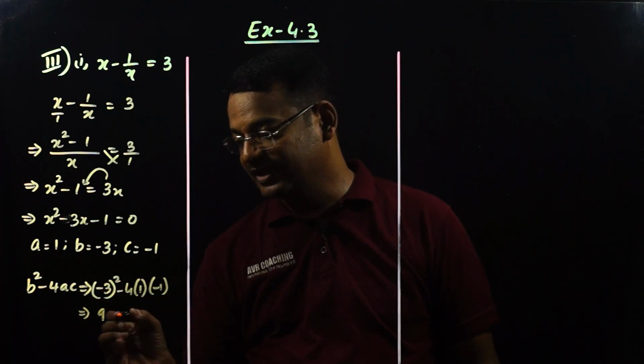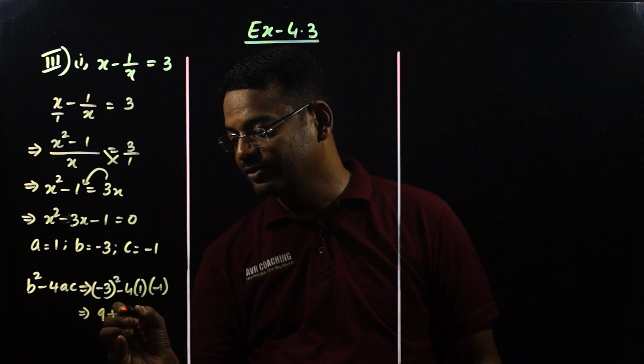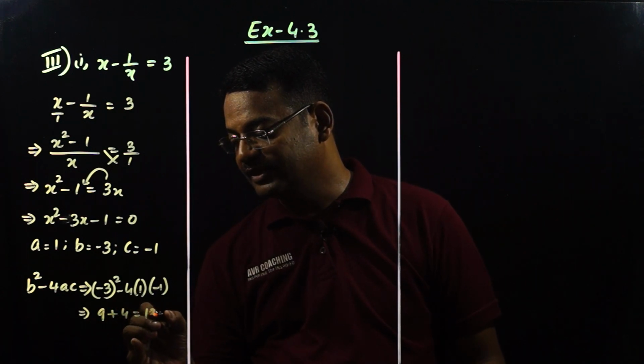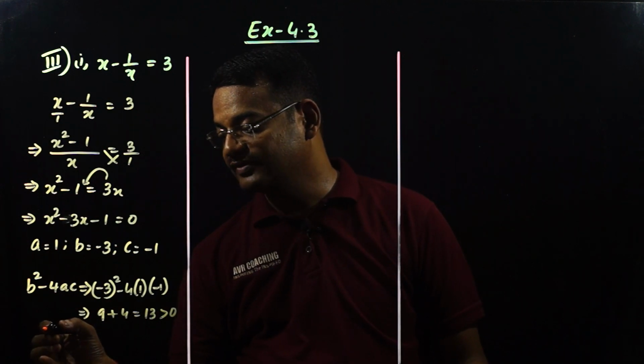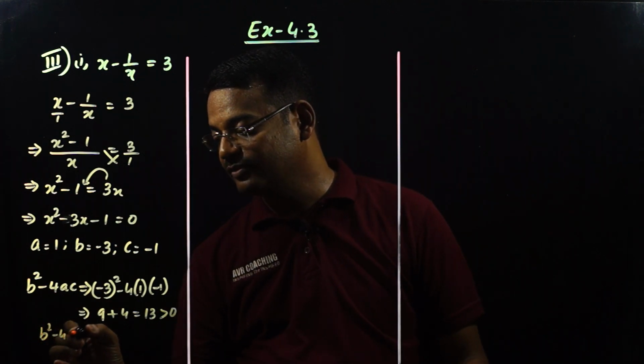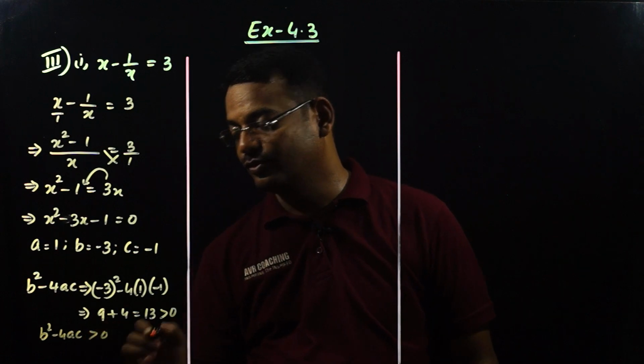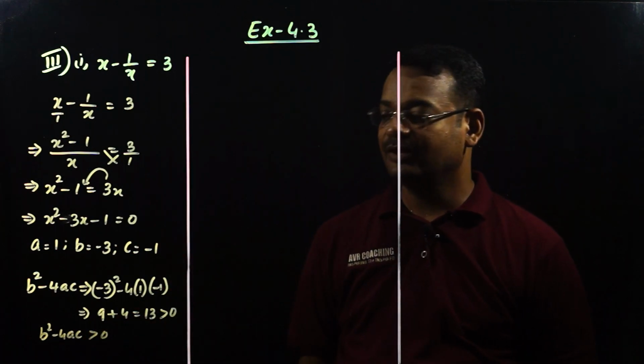Minus 3 square is 9, minus into minus is plus 4, which is equal to 13 and is greater than 0. Since b square minus 4ac is greater than 0, there exist roots of the quadratic equation.